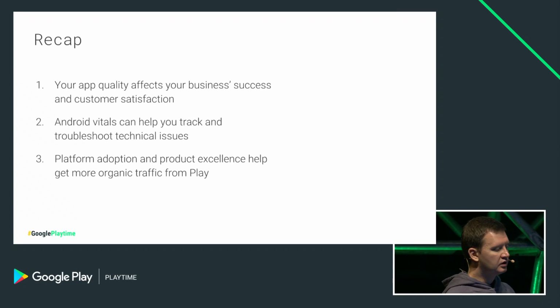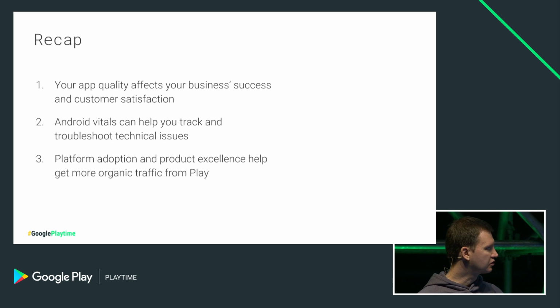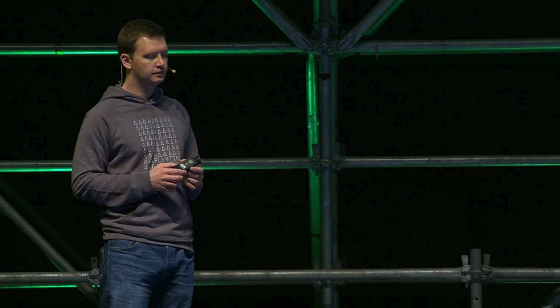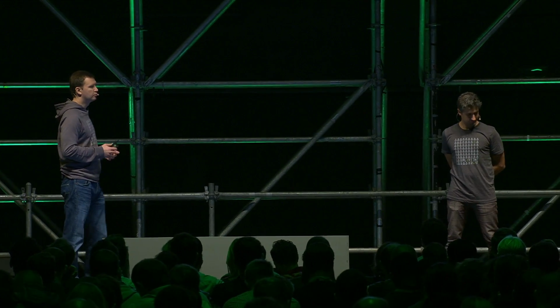So to sum everything up, first of all, your application quality directly affects your business success and customer satisfaction. And then, as I mentioned with Android Vitals, you can understand and troubleshoot your technical issues to lead to an excellent app, from expanded device coverage, new metrics, new console experience, an entirely revamped performance section in pre-launch report, and a better crawler. And platform adoption and product excellence help you get more traffic and become more visible on Google Play, getting more users and helping your business grow.